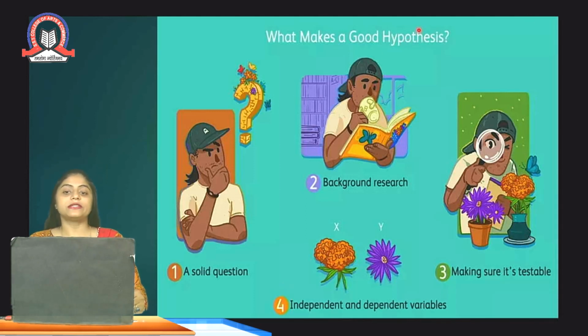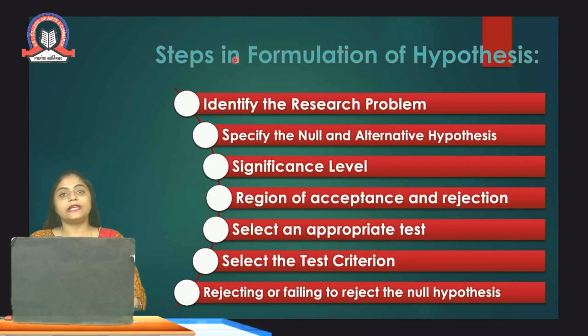Now, when researchers are making a hypothesis, what makes a good hypothesis? The very first is, take a solid question. Then do background research on what other authors have hypothesized. Make sure whichever hypothesis you take is testable, and there should be independent as well as dependent variables in the hypothesis. Now let's see the steps in formulation of hypothesis.